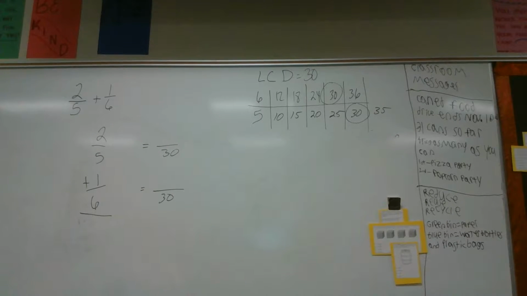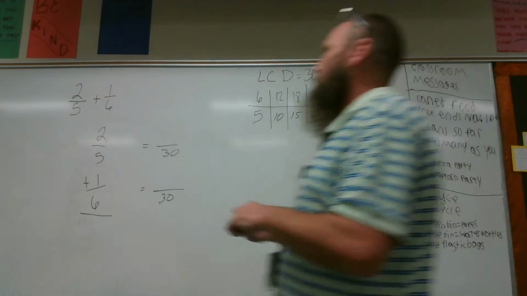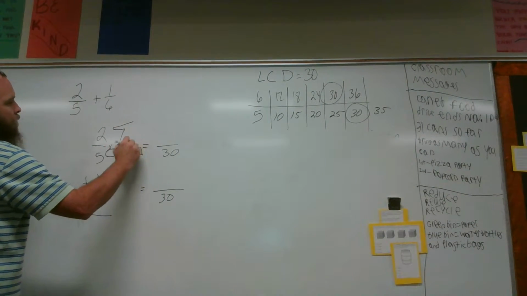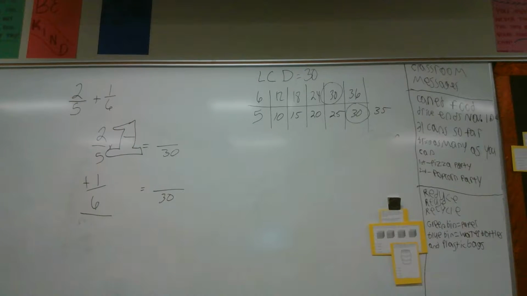Gunner, we need to change 2/5 into something over 30, which means I need to multiply it by a fraction that equals 1. Because if I multiply something by 1, I don't change the value. So Gunner, what fraction should I use? 5 times what's going to give me 30?